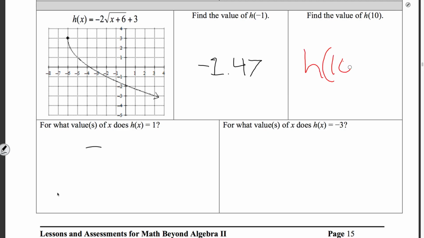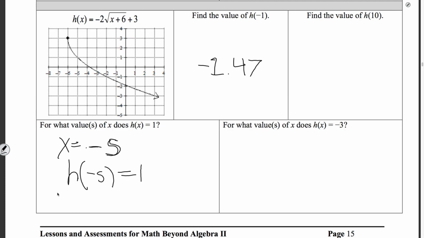That's all right. Please do h of what? Or x equals -5. Start with x equals -5 right there. Just put x equals. And then I want you to also write h of -5 equals 1. You're just practicing writing in different points. There you go. And h of x equals -3.